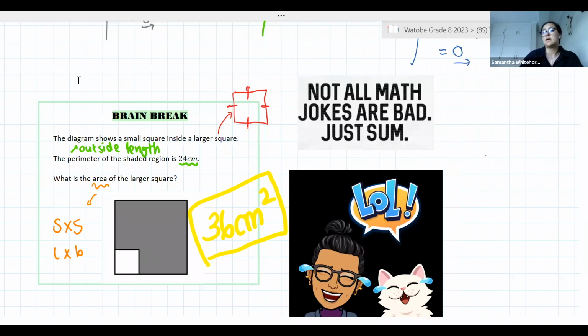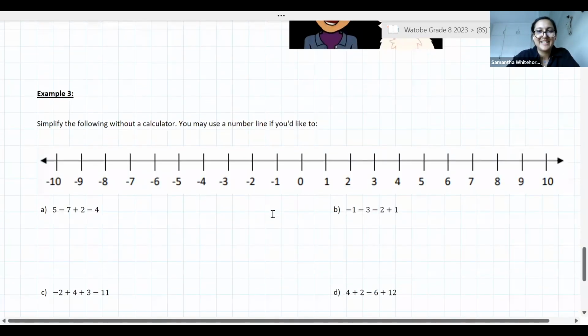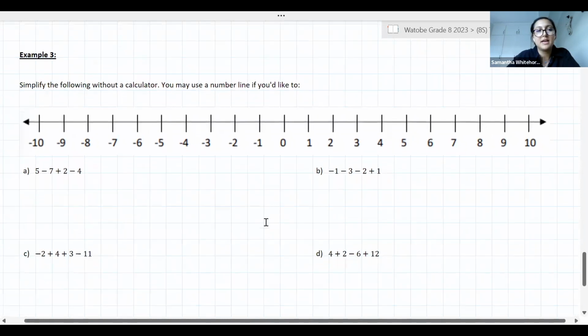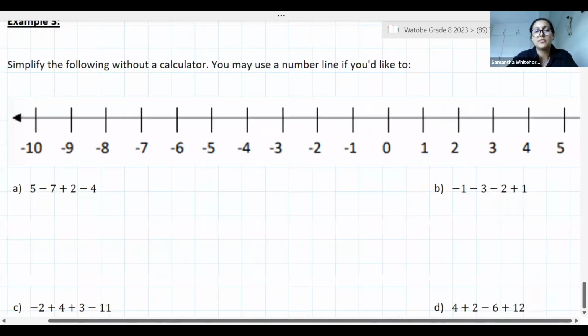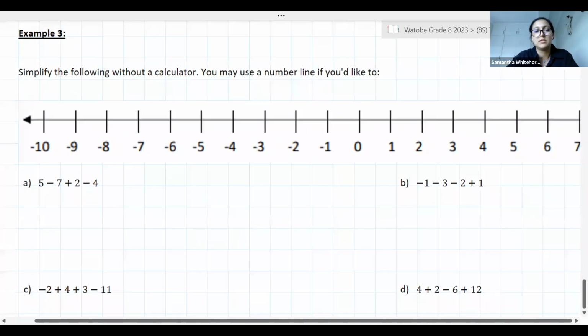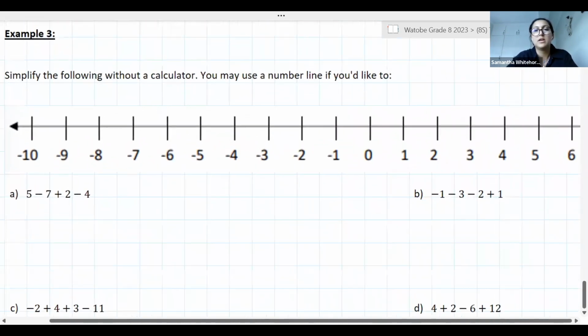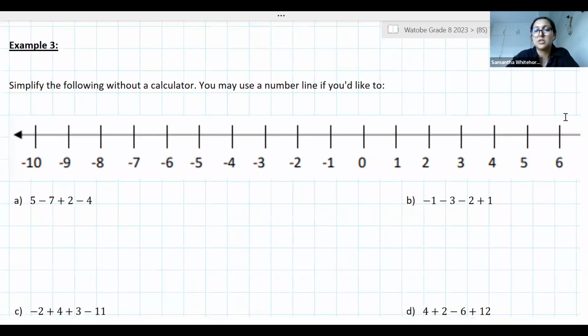Right, so guys, let us have a look at some more examples here. Again, I put a number line here if you want to use it. There is no need for you to use it, but it is there if you would like to. Let's look at the first one together, and then I'll get you to try some of the others by yourself. So I'm just looking at A. Don't rush ahead just yet. Let's start with A, and then you guys will carry on with the rest.